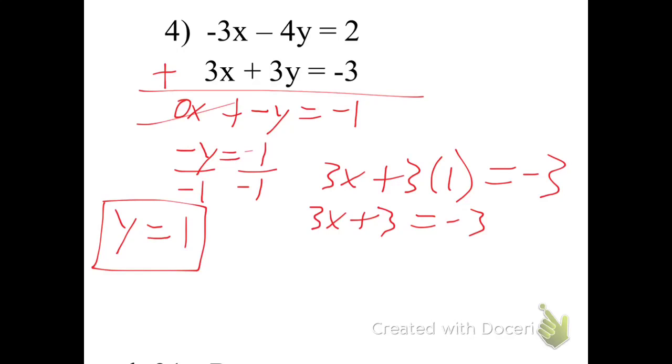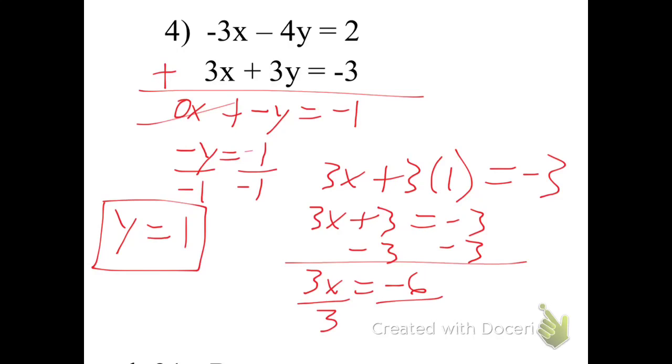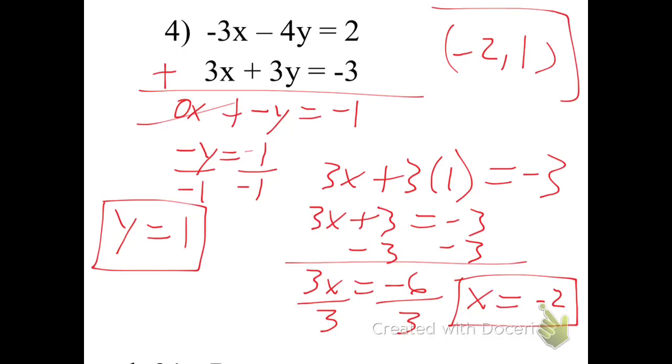And now I need to get x by itself. So I need to get rid of that 3 there to get 3x equals, well, -3 minus 3 is -6. I need to get rid of the 3 in front of the x. So I do that by dividing by 3. I take -6 divided by 3. That gives me -2. Alright, so I'm at x equals -2 and y equals 1. I get the point (-2, 1).